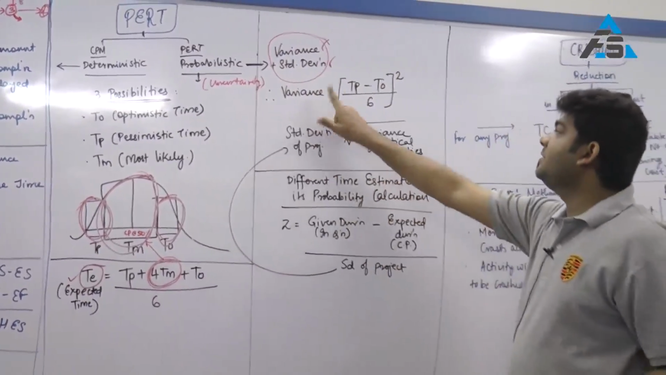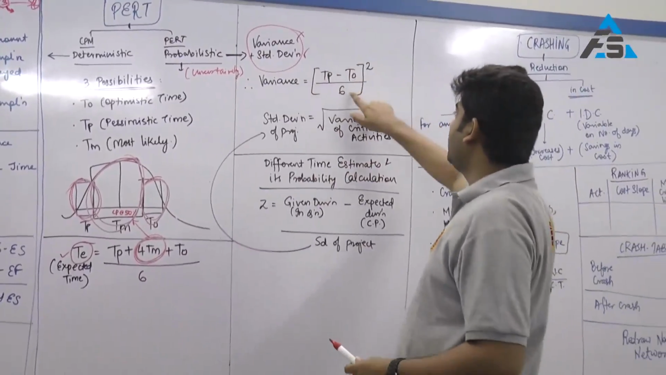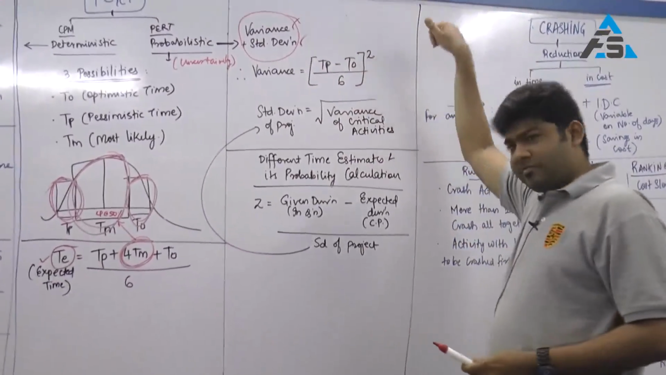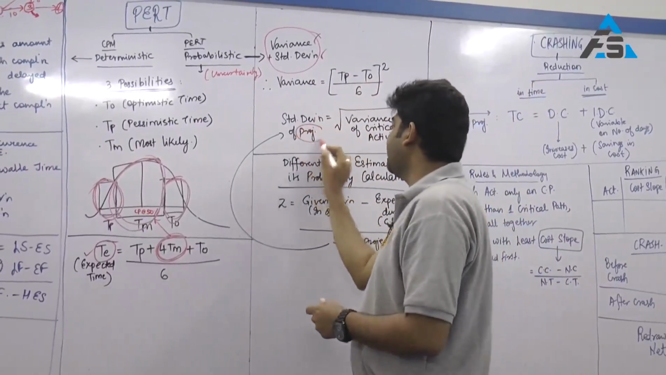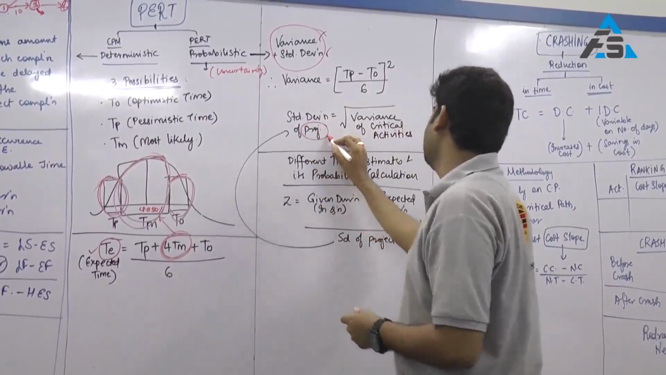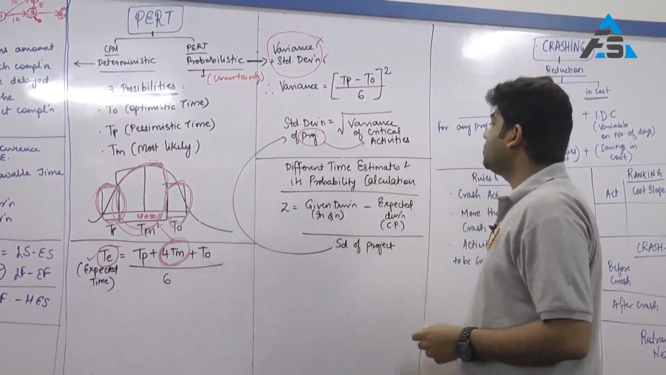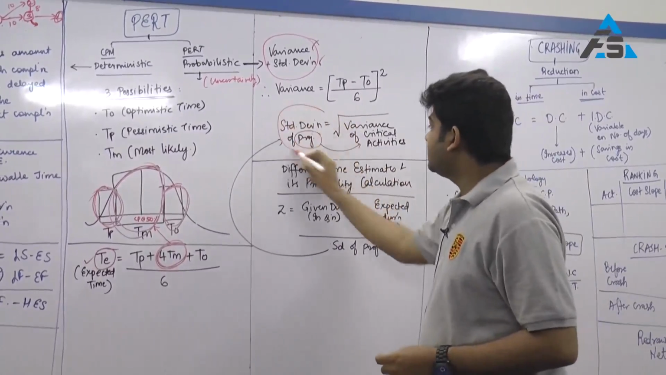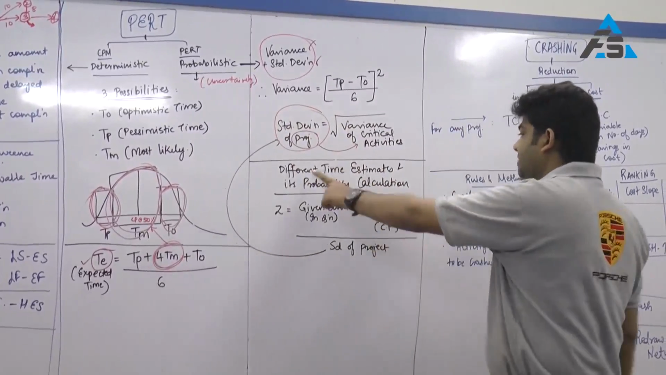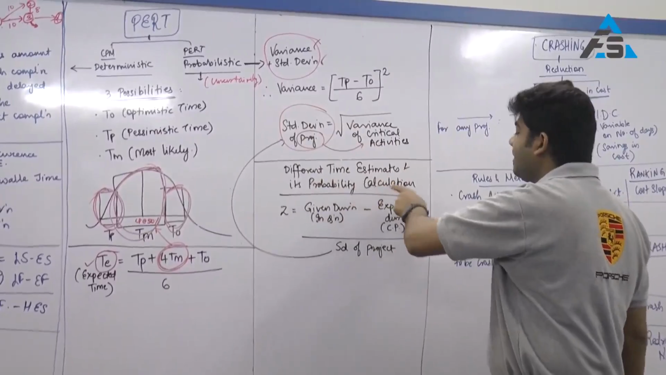So variance will be calculated as (TP minus TO) upon 6, the whole squared, for all the activities, but standard deviation will always be calculated for the project. Therefore, there will be a total of the variances of all critical activities, the root of which will give us the standard deviation. Different time estimates and their probability calculation.